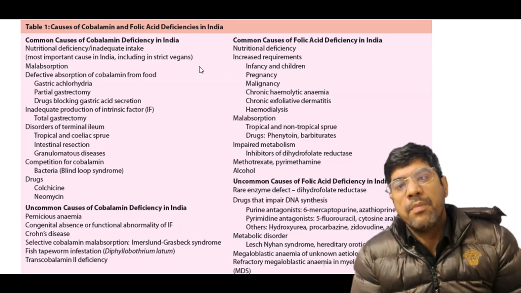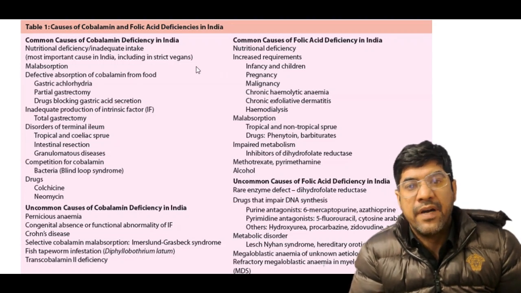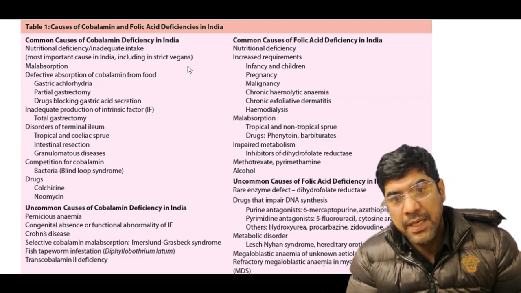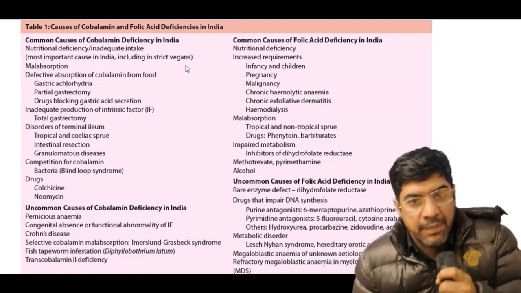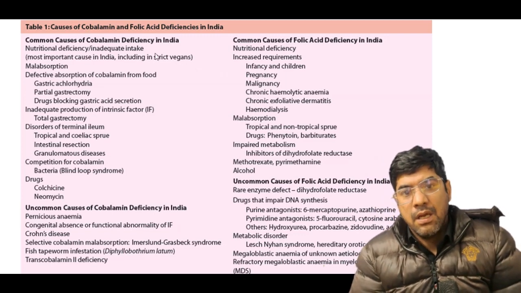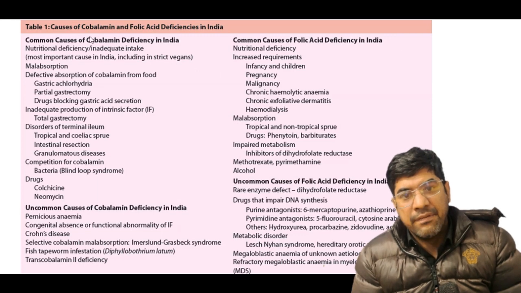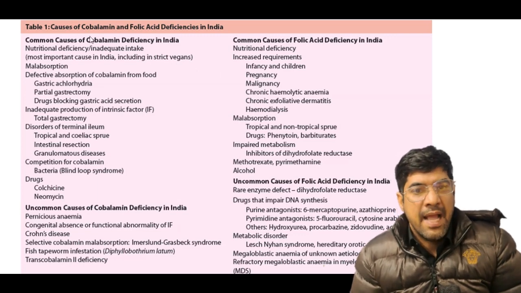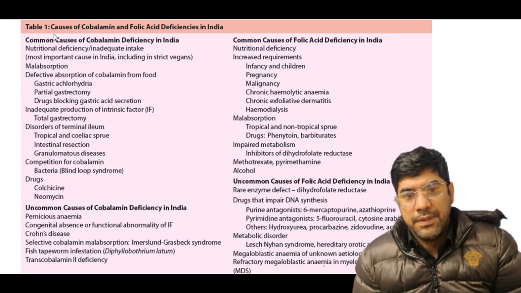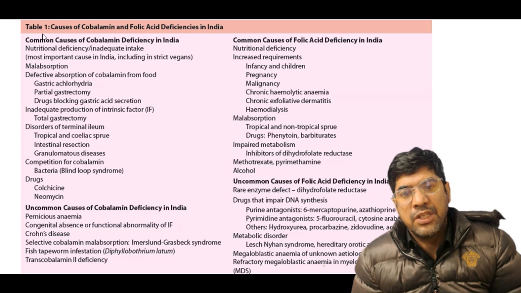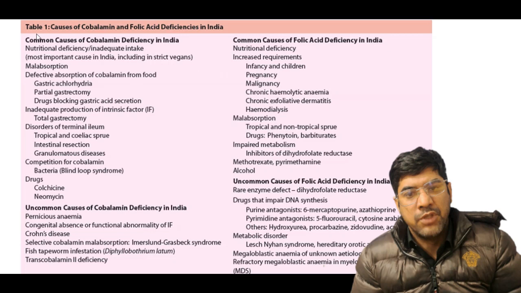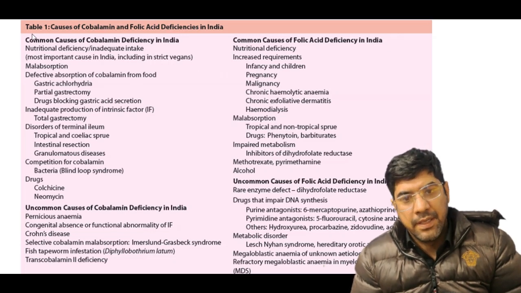Reduced stomach acid level can hinder the release of vitamin B12 from food. Surgical removal of a portion of the stomach can also affect the absorption of vitamin B12. Drugs that block gastric acid secretion can interfere with stomach acid production and hence affect cobalamin absorption. The third is inadequate production of intrinsic factor. We know that intrinsic factor is necessary for the absorption of vitamin B12, right?